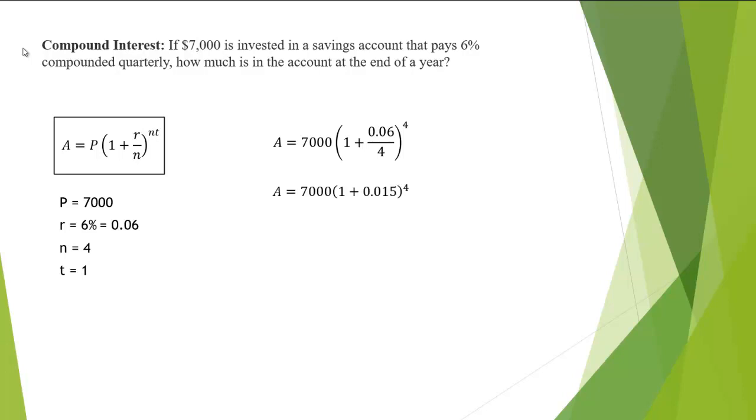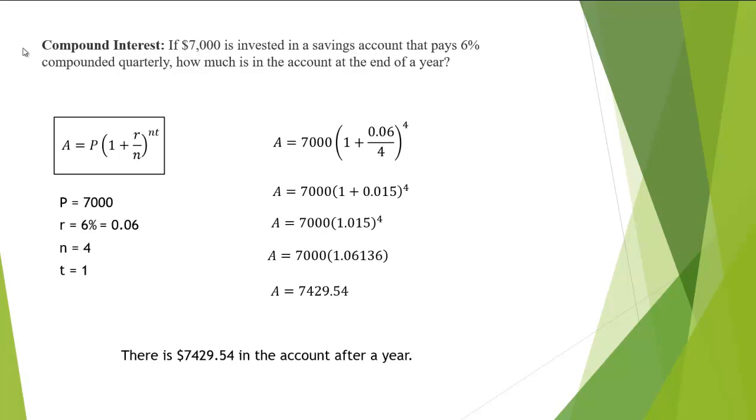Next, we'll simplify the innermost parentheses. We have 0.06 divided by 4, which is 0.015. Simplifying the innermost parentheses further, we have 1.015. Now, using the order of operations, we'll evaluate our exponent. So we have 1.015 to the 4th power as 1.06136. Lastly, we multiply by the principal of 7,000. So there will be a total of $7,429.54 in the account after a year.